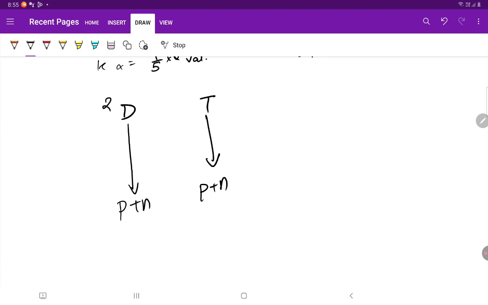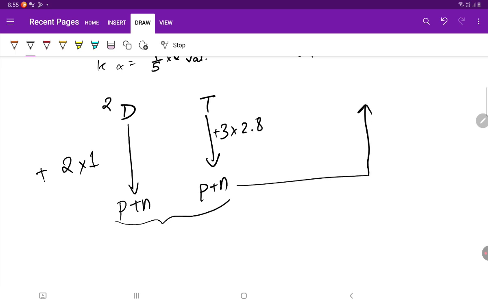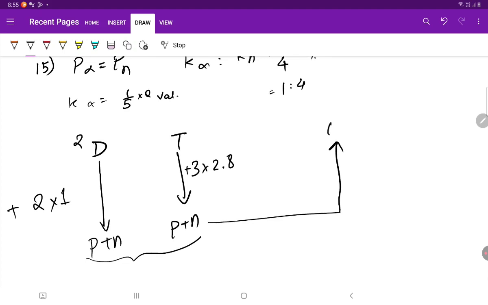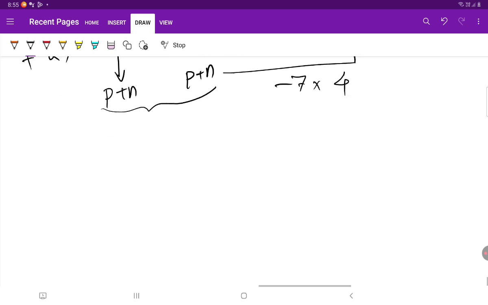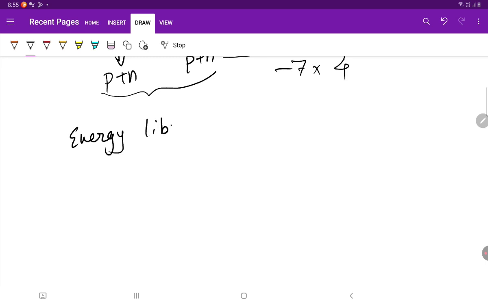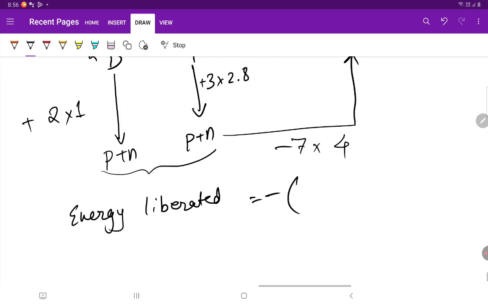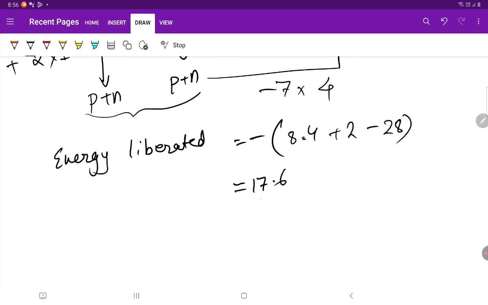Similarly for tritium, so the energy you need to give is plus 2 times 1, and for tritium it is 3 times 2.8, and these two particles combine to give some new particle which is helium. So for formation of helium, how much energy is to be liberated? Minus 7 times 4. Now doing all the calculation, the energy liberated is equal to negative of 2.8 into 3 is 8.4, plus 2, minus 28. Doing some more calculation, 28 minus 8.4 minus 2 will be 17.6. So the energy liberated will be 17.6.